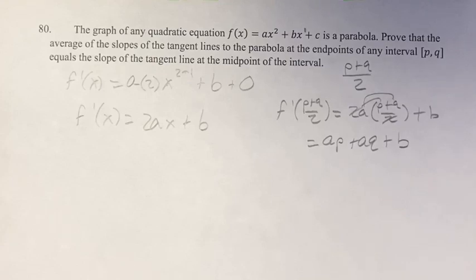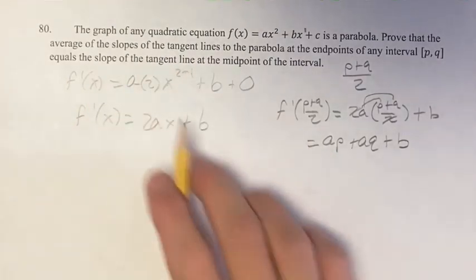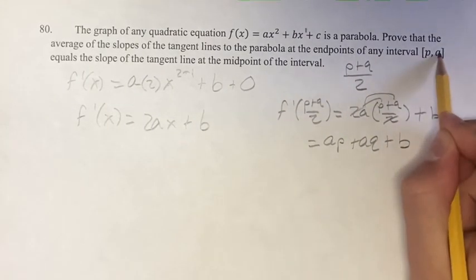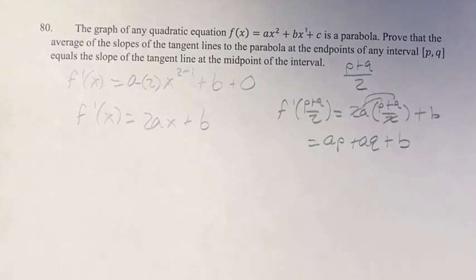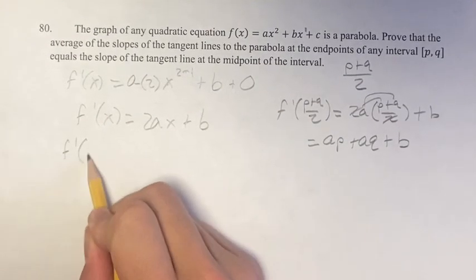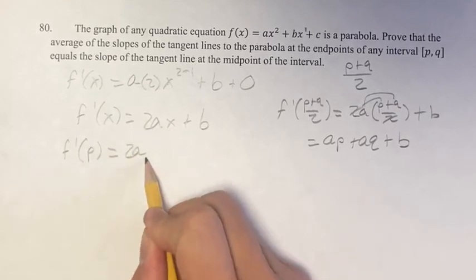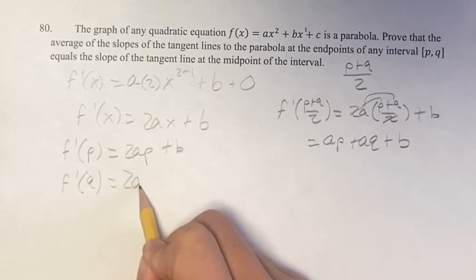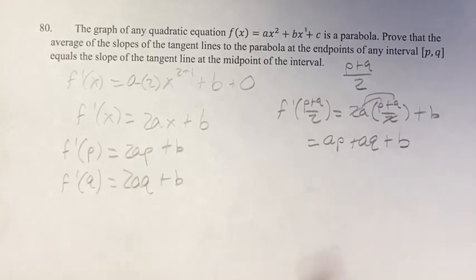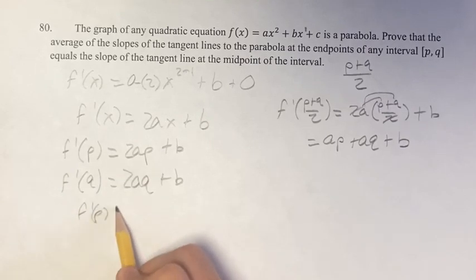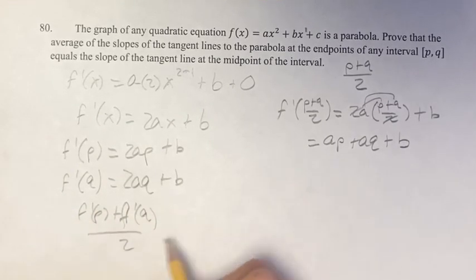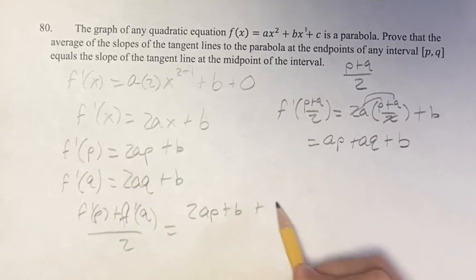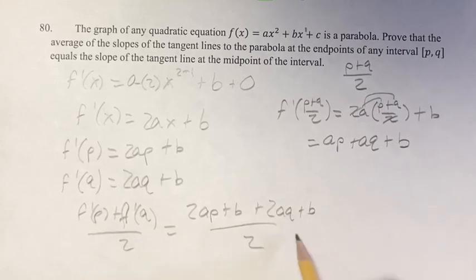Now we want to find the average of the slopes of the tangent lines, so the average of the derivatives on this interval. So we want to find the derivative at P, the derivative at Q, and we want to find the average of that. So f prime of P equals 2a, plugging in P, plus b. For Q, similar thing, plugging in Q for x. Now the average of this is going to be f prime of P plus f prime of Q over 2. We know what these both are, which can be 2aP plus b plus 2aQ plus b over 2.